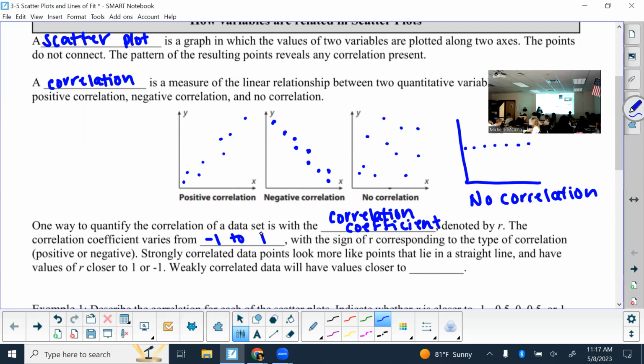All right. Strongly correlated data points look more like points that lie in a straight line and have R values closer to 1 or -1, depending on if it's positive or negative. Weakly correlated data will have values closer to 0.